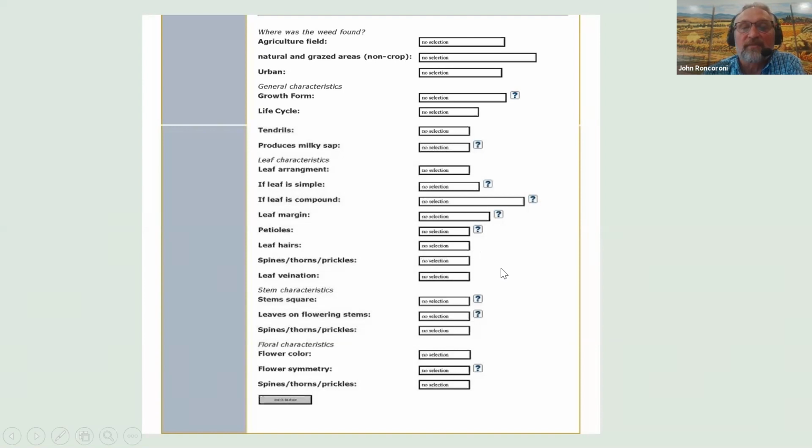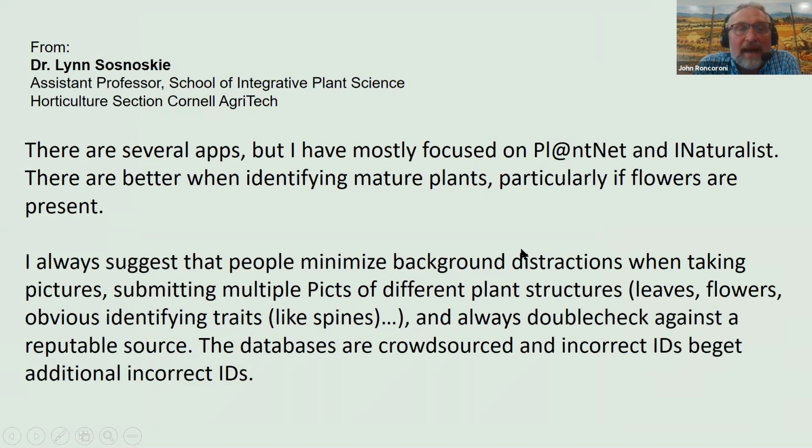So I get a lot of questions about the plant ID apps, and I don't use them at all. I still get some pleasure out of trying to identify a plant, and I can always call Jody Tomaso or send him a note saying, I can't identify this, can you help me? But I reached out to my good friend, Dr. Lynn Sosnowski, who's now at Cornell. She was in California for several years, and I know that she's worked with these quite a bit. So I just took the email that she sent me and put it here.